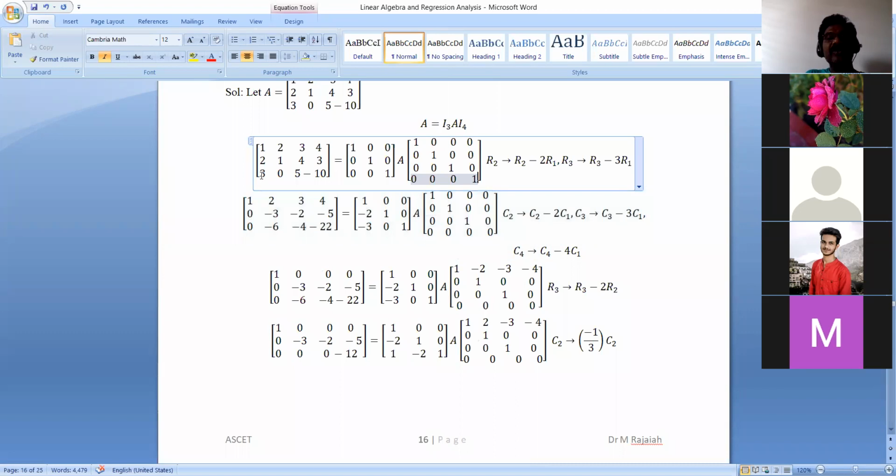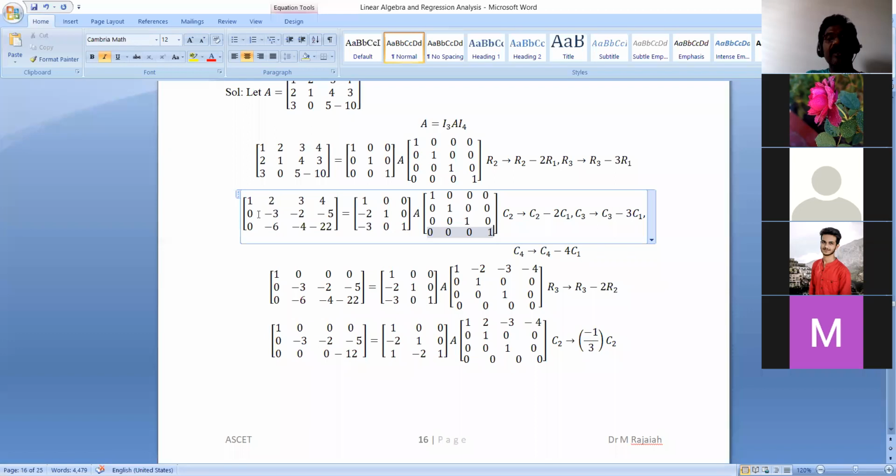Now we want to reduce this matrix. The first row's second row first element and third row first element should be zeros by using row operations. So the row operations which are performed on A on the left hand side are the same as on the pre-multiplier: in place of R2, R2 minus 2R1, and in place of R3, R3 minus 3R1. That is nothing but 1, 2, 3, 4, the same as the first row.